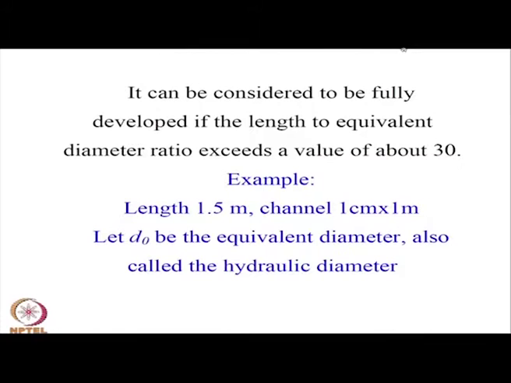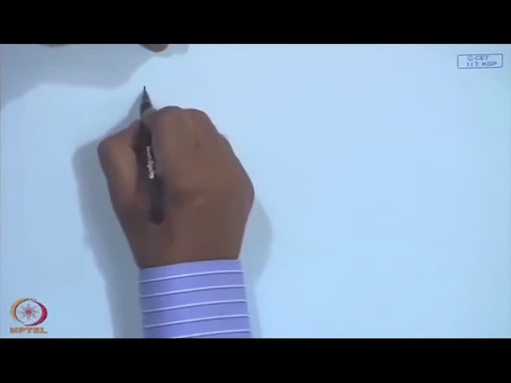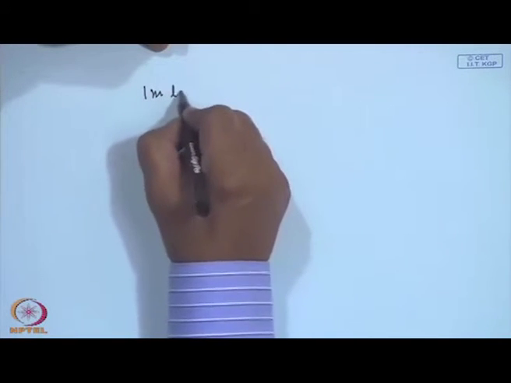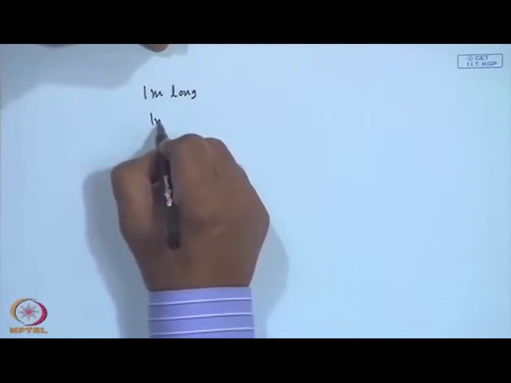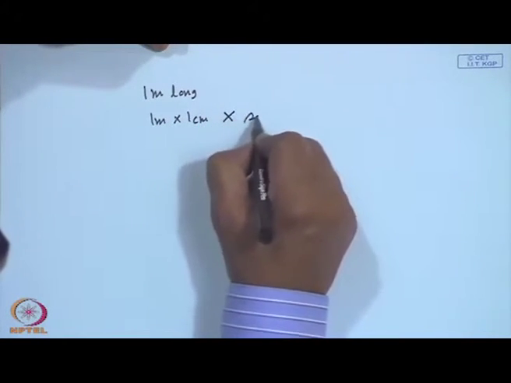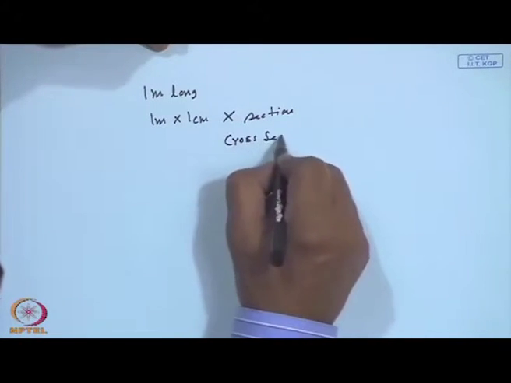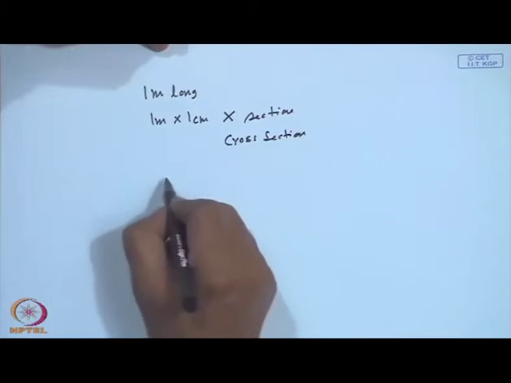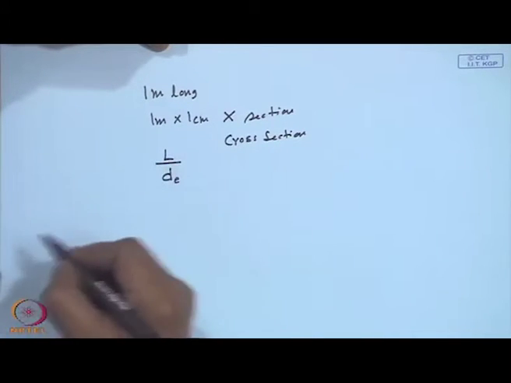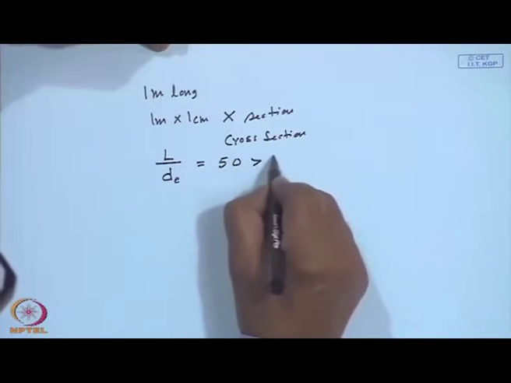We found for a case of, let us say, 1 meter long by 1 meter by 1 centimeter cross section. This is the cross section. L by d E turned out to be about 50, which satisfies greater than 30 for the fully developed condition.